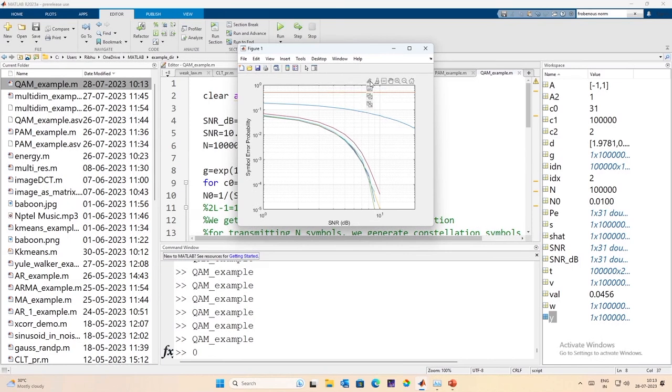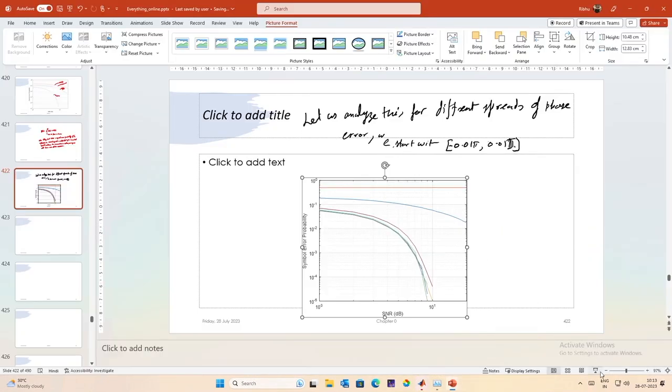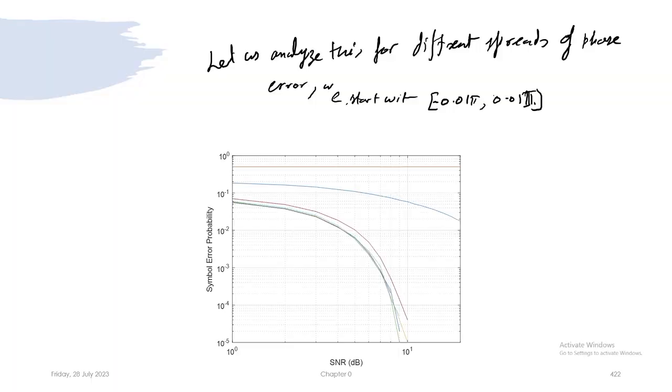So I'll just copy this image, place the legend. I'll just manually mark the legend. So error up to minus 0.01 pi to 0.02 pi. 0.5, oh sorry, this is 0.1 pi. 0.2 pi, 0.5 pi, and so on. Fine, so this is BPSK.